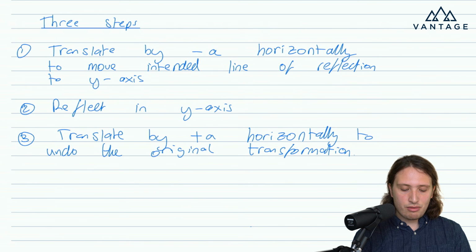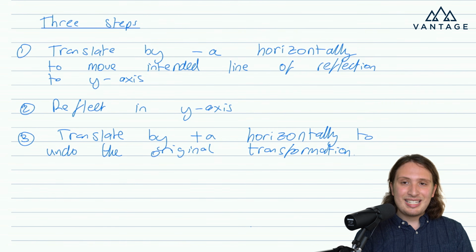Then we can perform the reflection in the y-axis, which we know how to do, before undoing the original translation. Because we didn't do that original translation because we actually wanted to translate, it was a trick to move the line of reflection. So once we've used that to actually perform the reflection, we undo that translation to restore everything to how it should be.